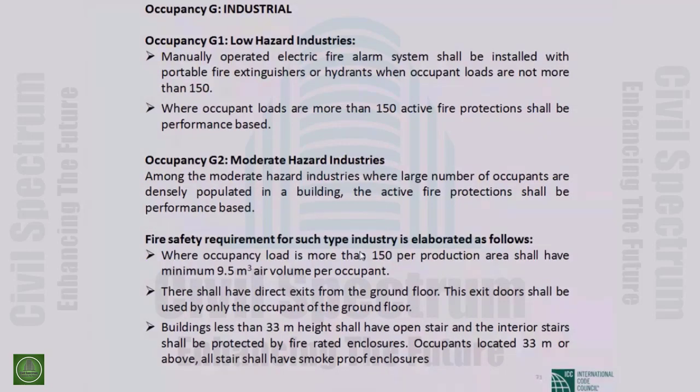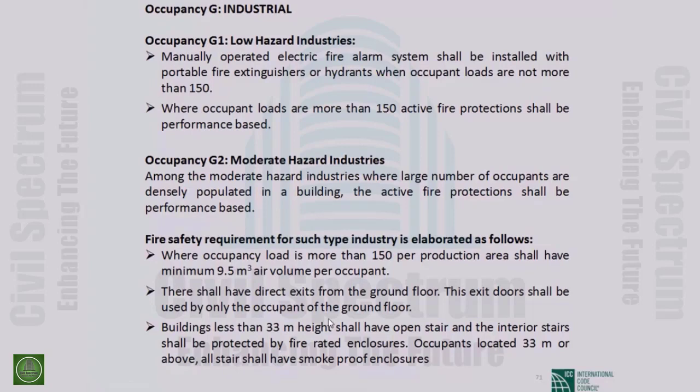Where occupancy load is more than 150 per production area, you have to think about that word, per production area, it shall have a minimum 3.9 square meter of area volume per occupant. So there is a limitation of the air volume if the population is more than 150. A large production area shall have direct exit from the ground floor. The exit door shall be used by only the occupants of the ground floor. So each production floor area must have direct access to the ground floor.